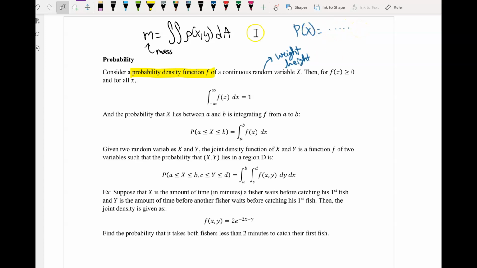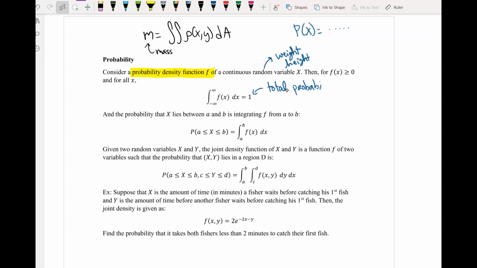Whenever you integrate the whole function for all values of x, where x is the domain of this particular function, the integral will equal 1. That kind of makes sense for probability, because probability can only be up to 1. This is a total probability.